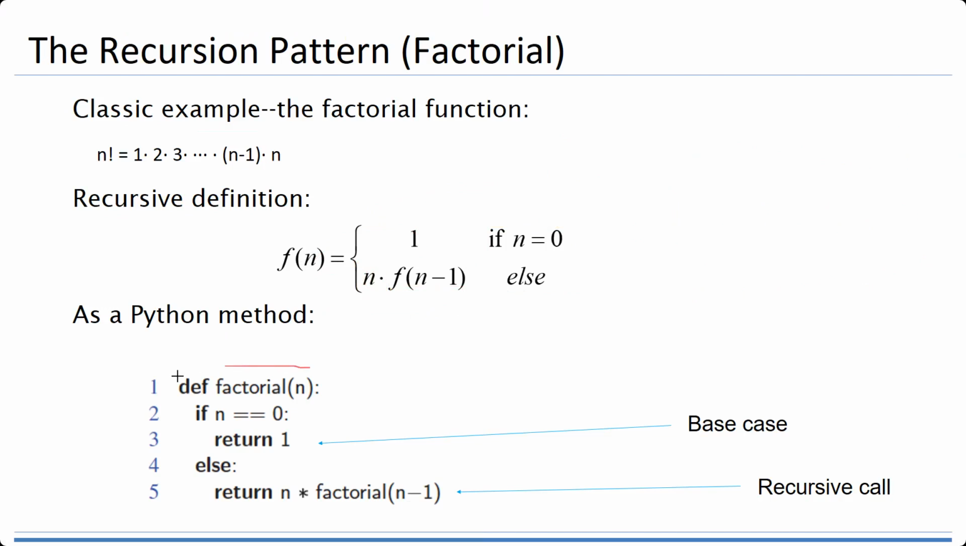If you see this Python method, you can see the function name is factorial, and we have one parameter, which is n. If n equals 0, then return 1. So this is the base case. Otherwise, return n multiplied by factorial(n minus 1), because this is the recursive call.